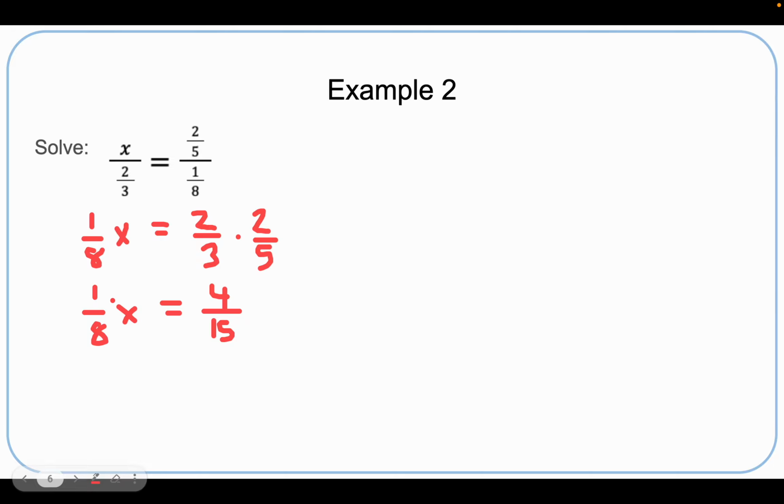And then to isolate x, to solve for x, we need to multiply this side of our equation by 8/1, multiply by the reciprocal. And then what we do to one side, we do to the other to keep it balanced. These will cancel out, and we'll just be left with x equals, and I don't see any cancellation that we can do here. So 4 times 8 is 32. 15 times 1 is 15. So x equals 32/15.